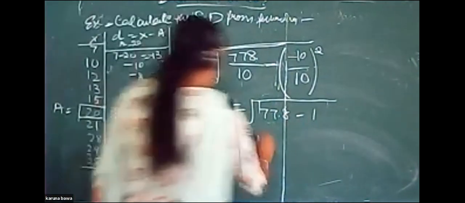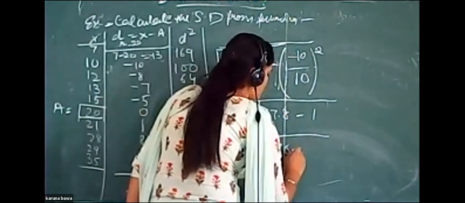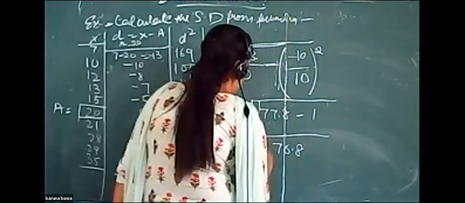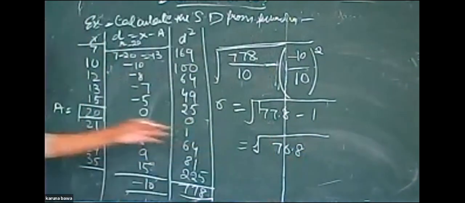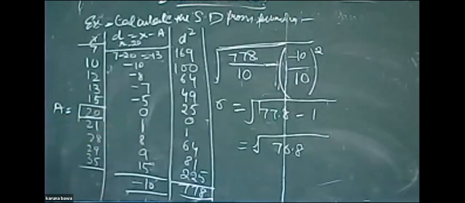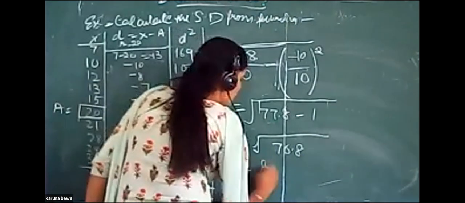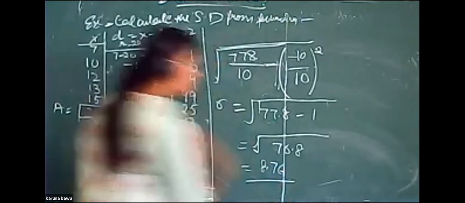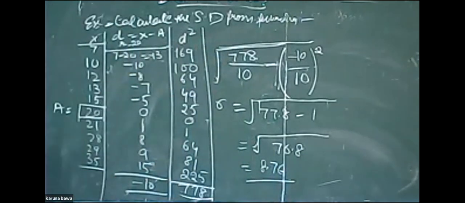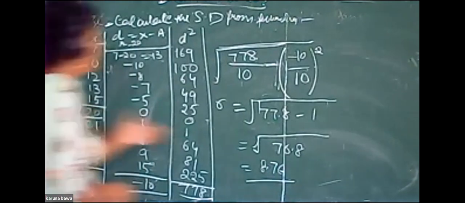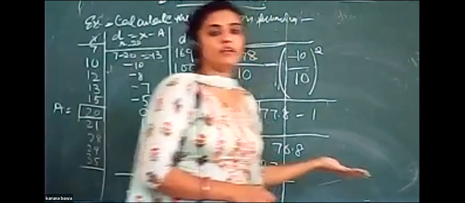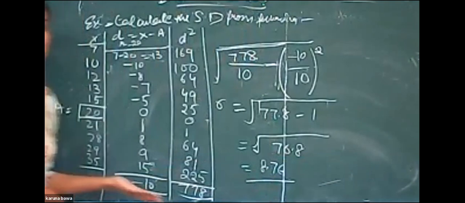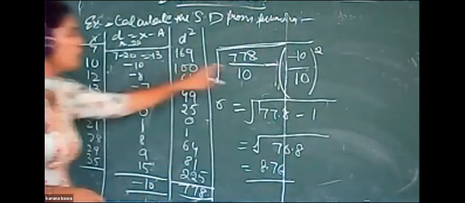This is 76.8. After the under root of 76.8, we find the value of 8.76. So basically, this is the assumed mean method in the discrete series. This is the formula.